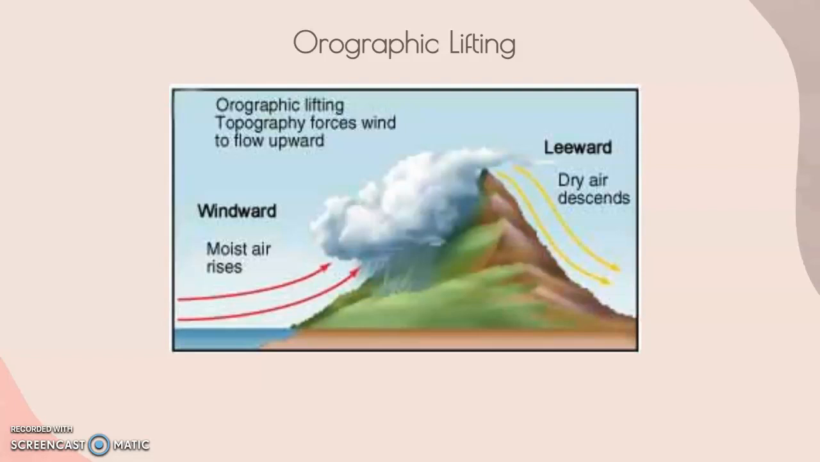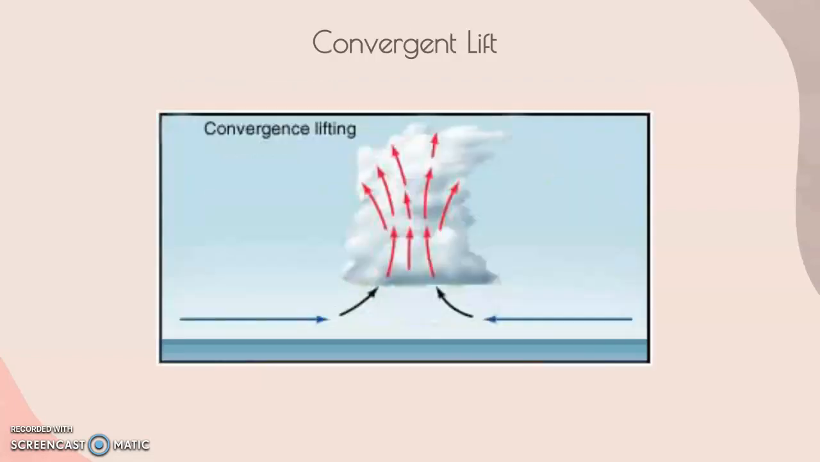Orographic lifting is when air is forced up because of a mountainous barrier. Air goes up the mountain, like shown in the picture, which often forms clouds, like shown. The next airlifting method we are going to discuss is the convergent lift.